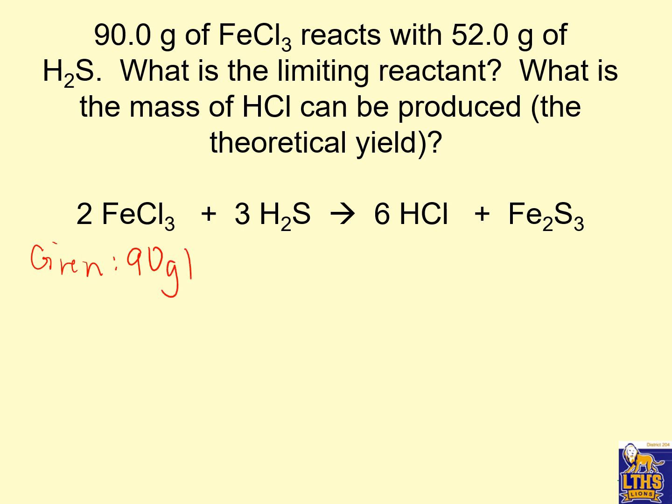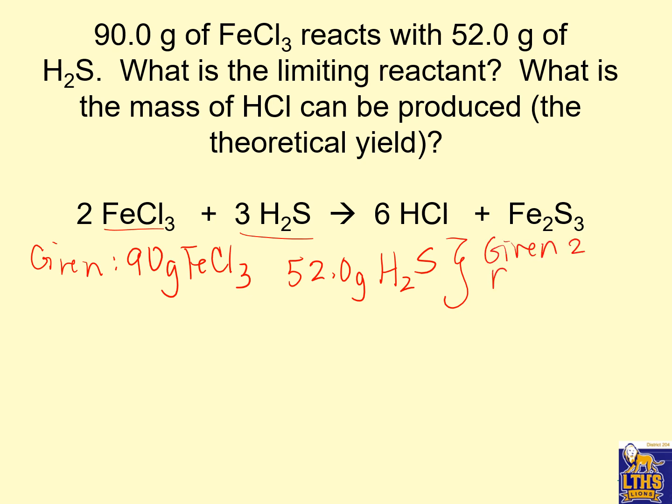So here we have 90 grams of FeCl3 and 52 grams of H2S. So look, this is a reactant, this is a reactant. Given 2 reactants, this means we have to do a limiting reactant problem. LR needed. Okay, all right. And then also we'll find theoretical yield.